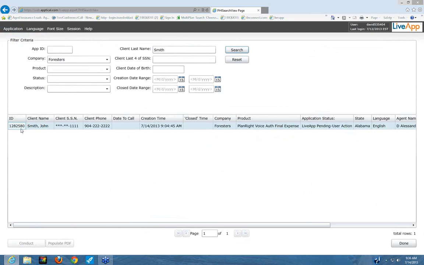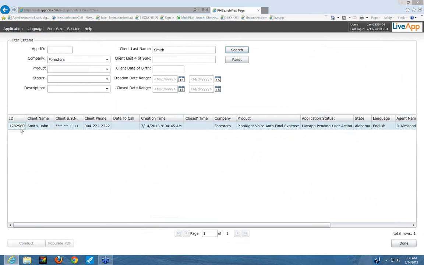Again, this is on the Forester's website or in our back office, 866-844-9276. You dial it, and you're going to press 1 to speak to a live representative, and they come on quick. You just have to tell them, very, very important, your name, it's Dave D'Alessandro, got a client on the other line to the Forester's Plan Right voice authorization.